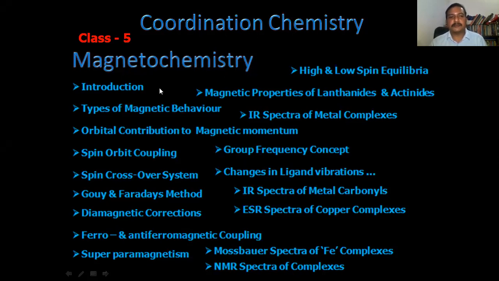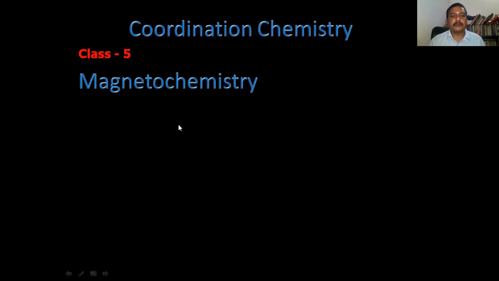In previous classes, I gave the introduction to coordination complexes, the transition metals, structure of complexes, then ligands, various types of ligand, the weak field ligand, strong field ligand, then introduction to magnetic behavior, that is types of magnetic behavior, how they are classified as para, dia, ferro, ferri, as well as anti-ferro magnetics. This class is a continuation of that.